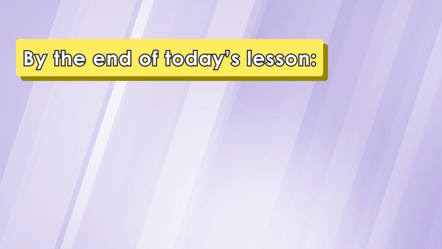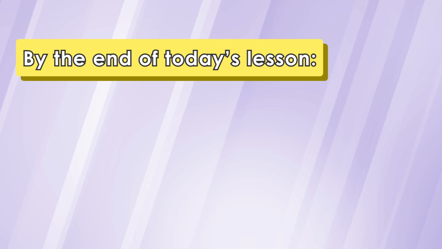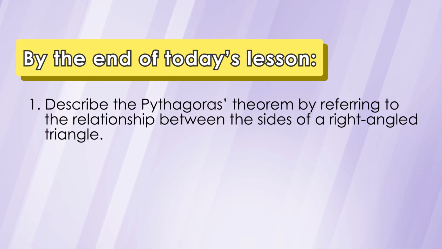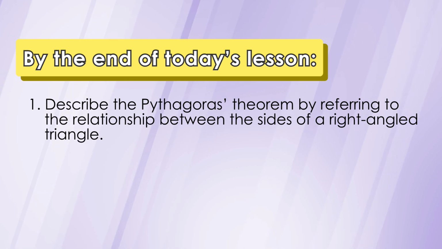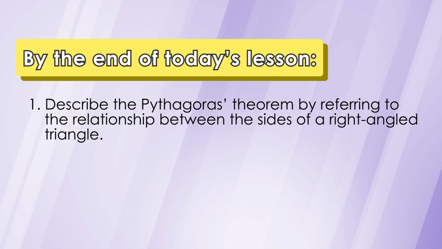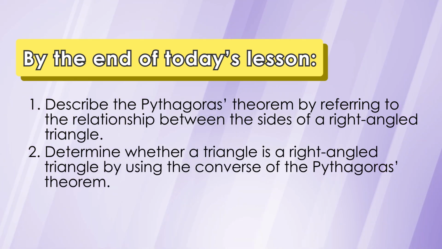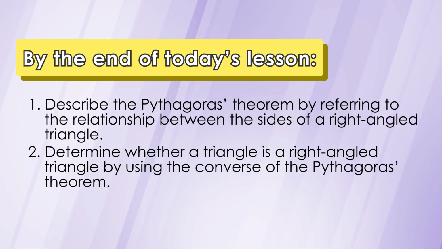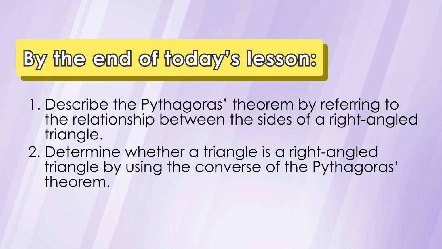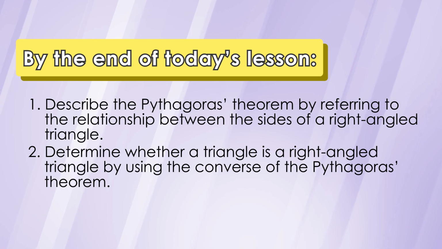By the end of today's lesson, you should be able to describe the Pythagoras Theorem by referring to the relationship between the sides of a right-angled triangle. Next, determine whether a triangle is a right-angled triangle by using the converse of a Pythagoras theorem. Hence, you are able to solve problems.